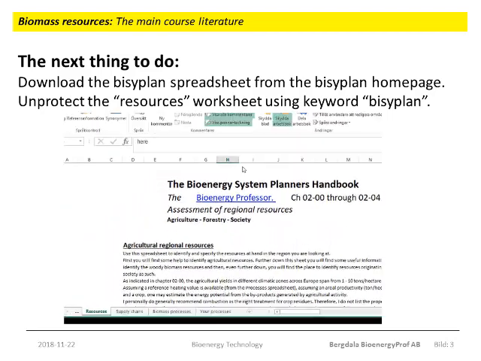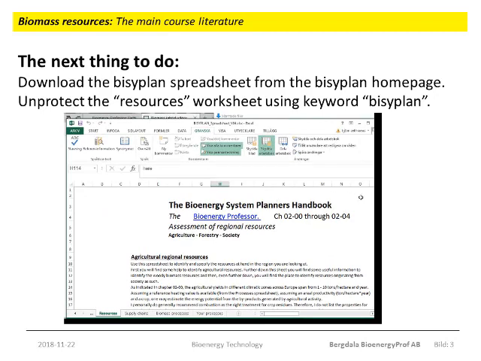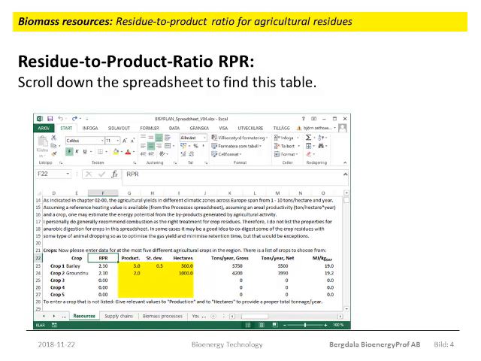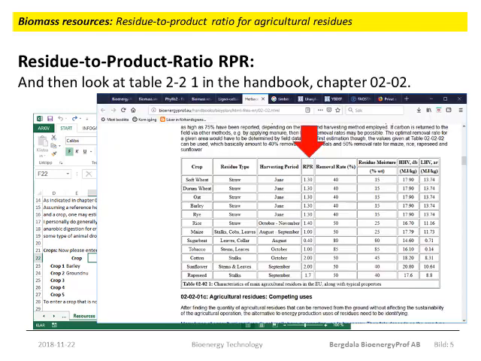Now stay in the spreadsheet and scroll down to find a table. You will see that this table contains a column called RPR. This is the residue to product ratio, which is used to estimate the amounts of residues from crops. And then look at the handbook, chapter 2.2, table 2.2.1, and here you will find the same thing.